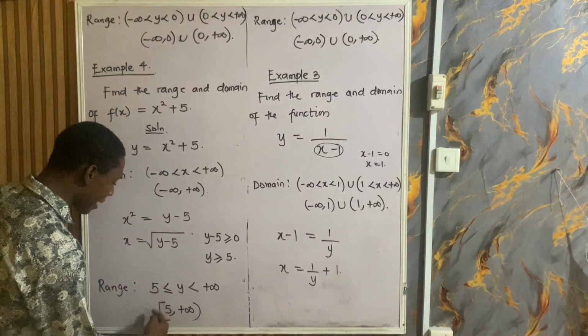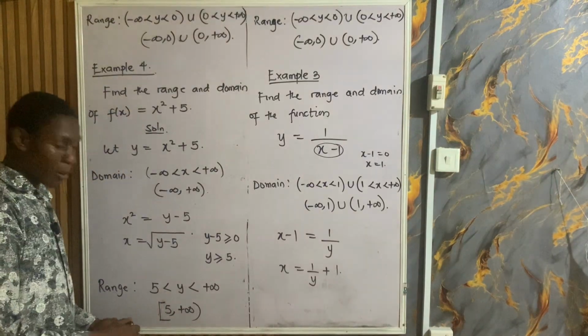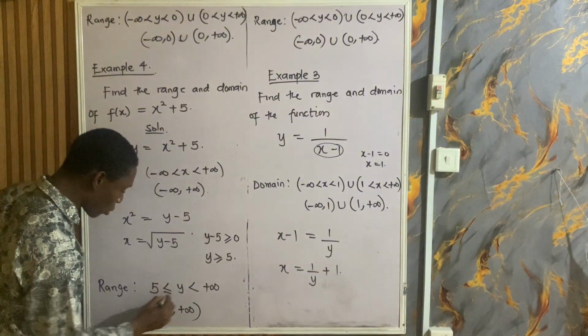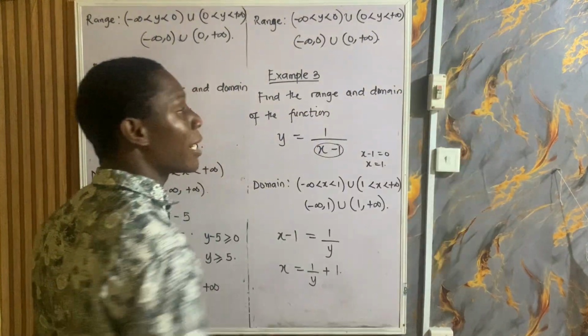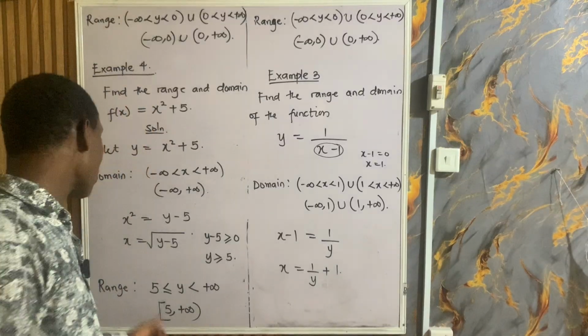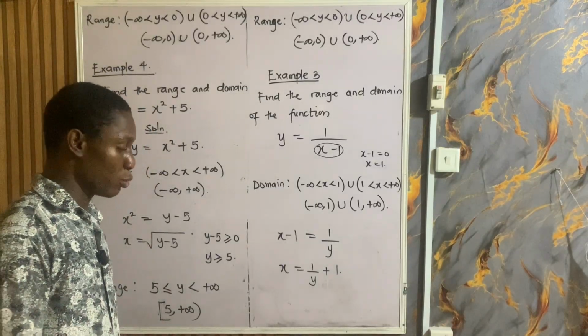So there are two different things. I'm only going to use a bracket here if there was no equal to here. But since this is less than or equal to, this is what I will use. So from 5 to any positive number, but cannot be infinity. That's what our range should be.